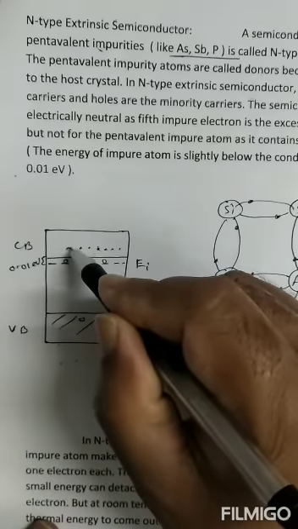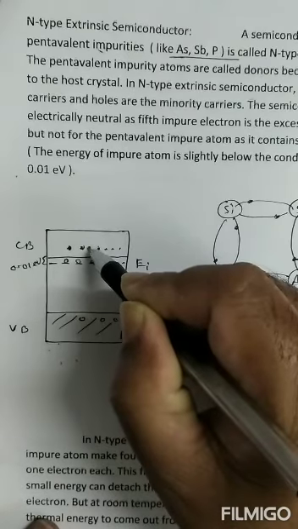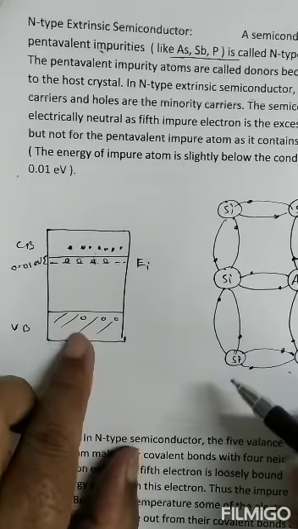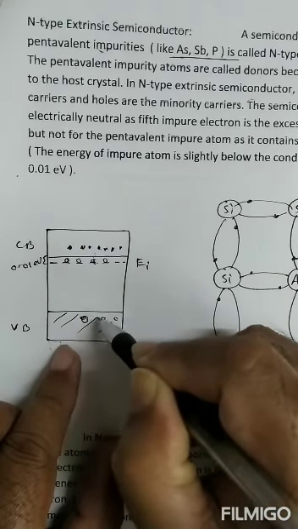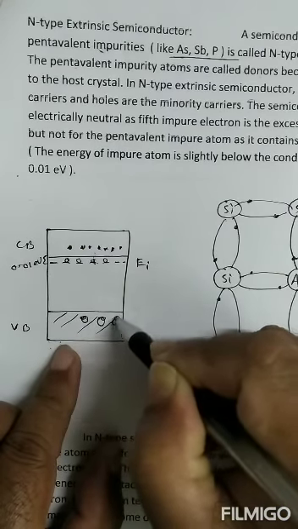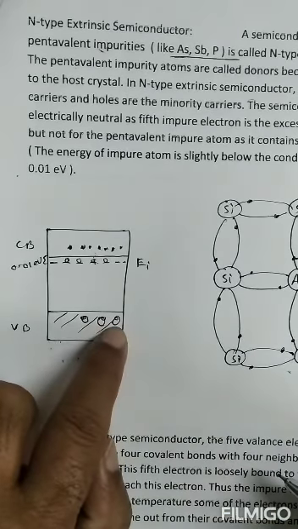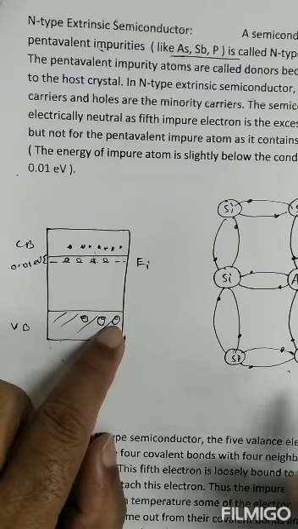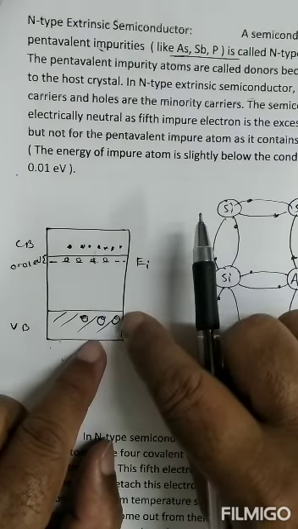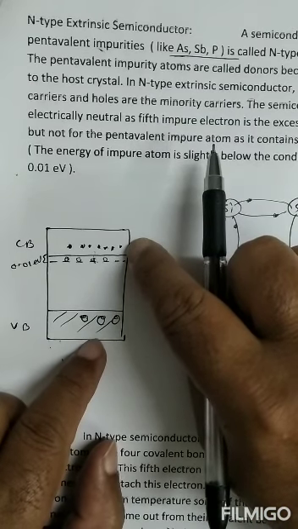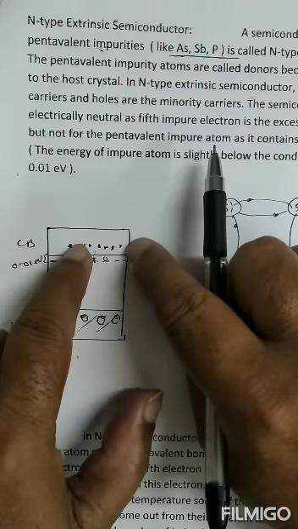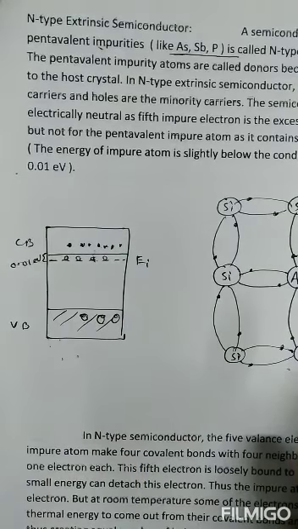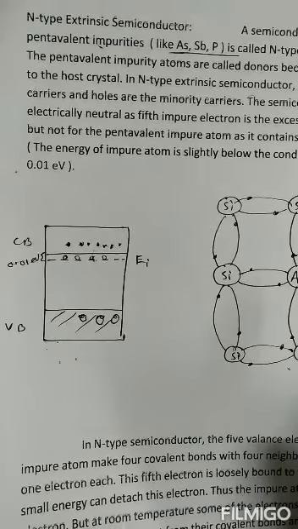These are the electrons in the conduction band. The number of electrons in the conduction band is larger than the number of holes in the valence band. These are the holes in the valence band. That means these 3 holes are created due to the jump of valence electrons from the valence band to the conduction band, and other electrons are produced due to the presence of the impure atom. This is called an n-type extrinsic semiconductor.